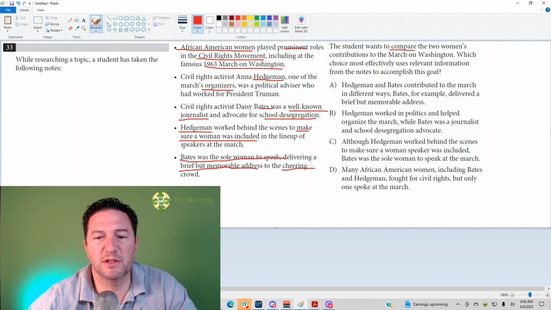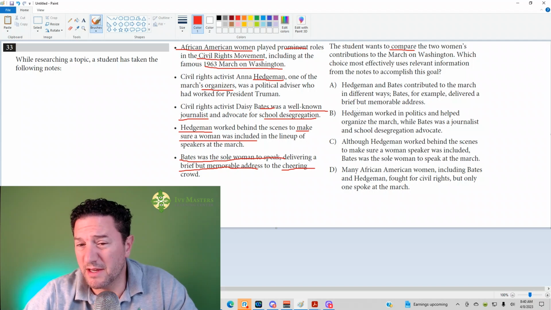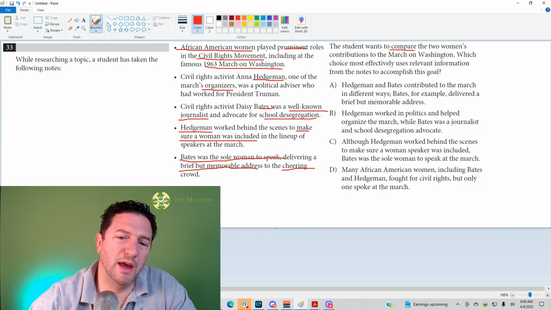So once you predict your answer, you're going to look at the answer choices. Hedgeman organized, Bates to speak. Cool. Answer choice A: Hedgeman and Bates contributed to the march in different ways. Bates, for example, delivered a brief but memorable address. So this answer is true. They both contributed to the march in different ways. Bates did deliver a memorable address. It doesn't tell us what Hedgeman did. So I would keep my eye on that, but move on to the next.